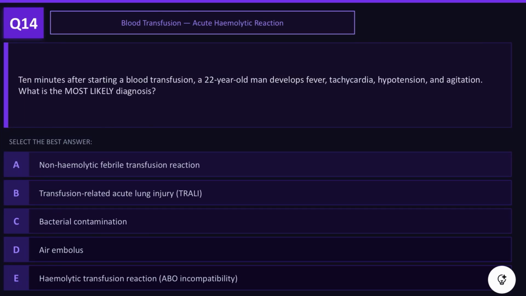So next we have the discussion about blood transfusion reactions. A patient develops fever, tachycardia, hypotension, and agitation 10 minutes after the blood transfusion. So what is going to be your diagnosis? Would it be a non-hemolytic febrile reaction? Would it be transfusion associated acute lung injury, bacterial contamination, air embolism, or hemolytic transfusion reaction?